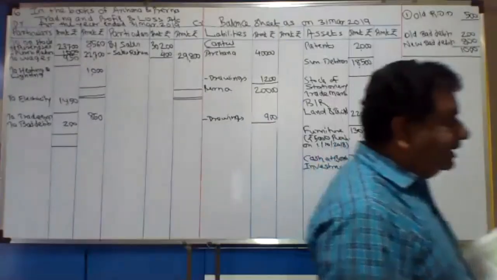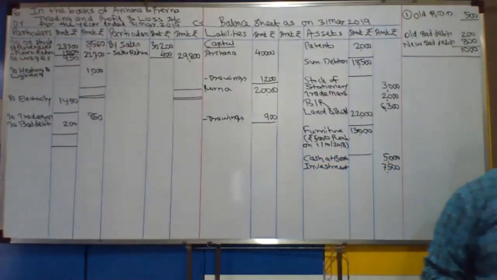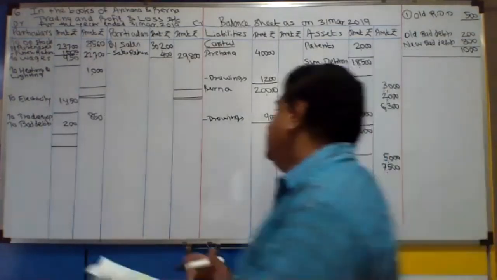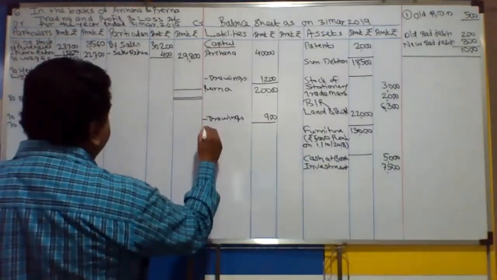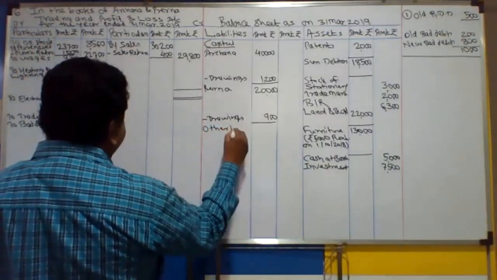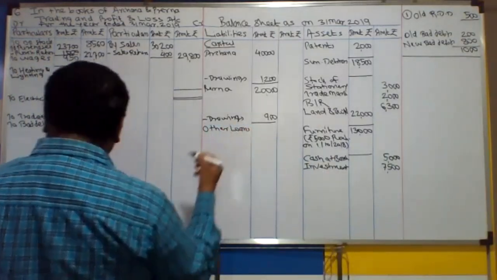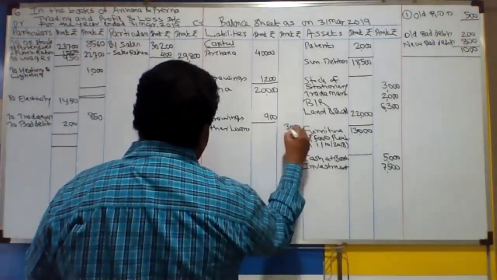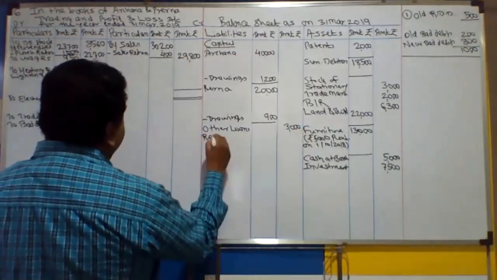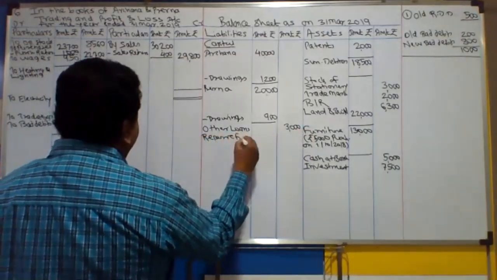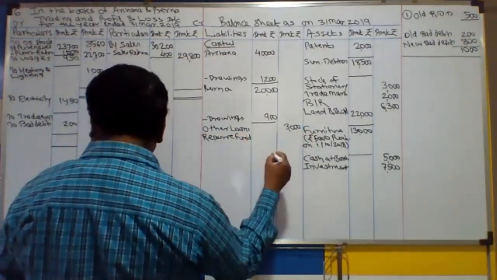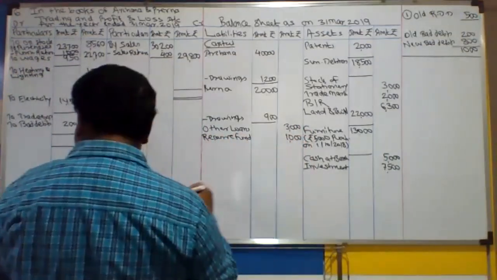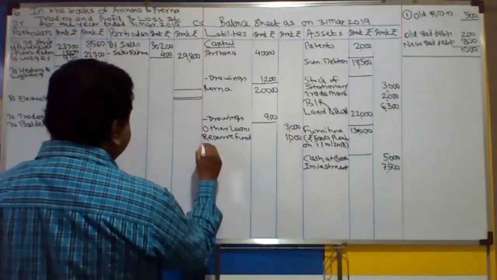Now out of the credit balances, capital we have already written. Other loans, very important. This is to be recorded to the liabilities side. Other loans are rupees 3,000. Reserve fund, balance sheet liability side. Reserve fund is 1,000. Then sundry creditors.